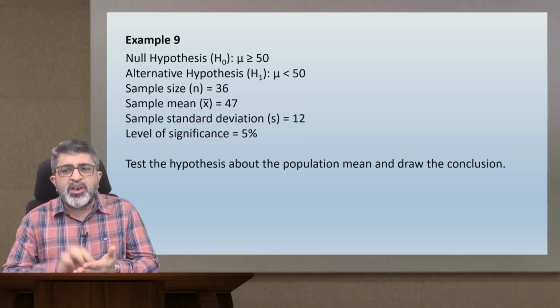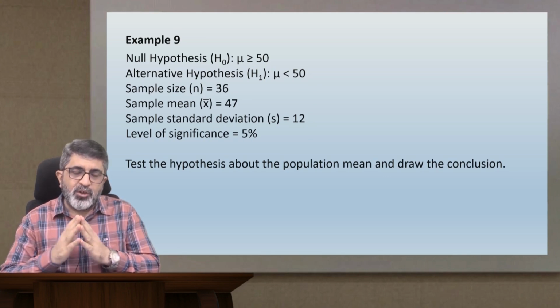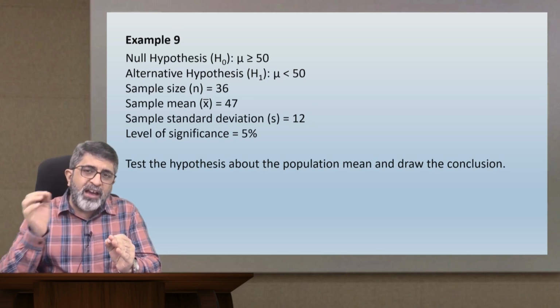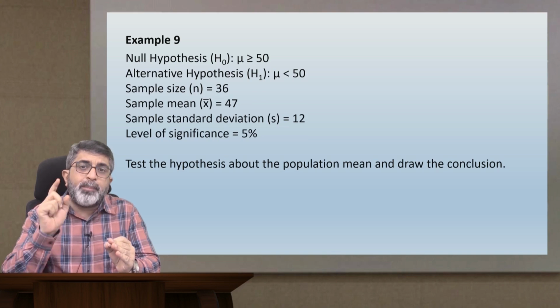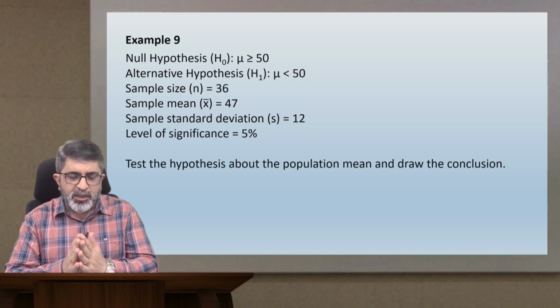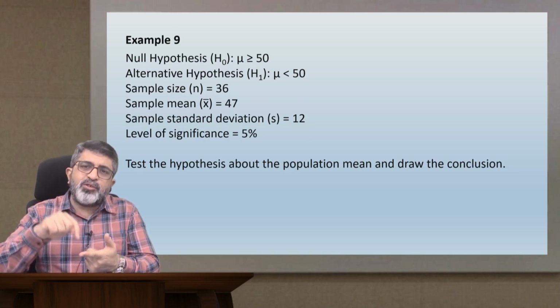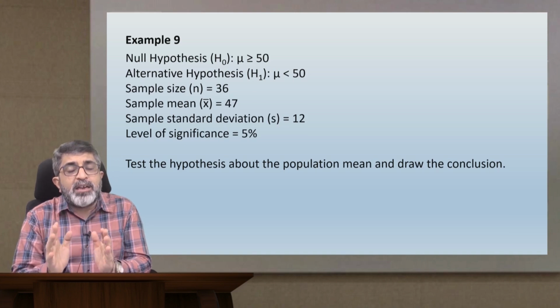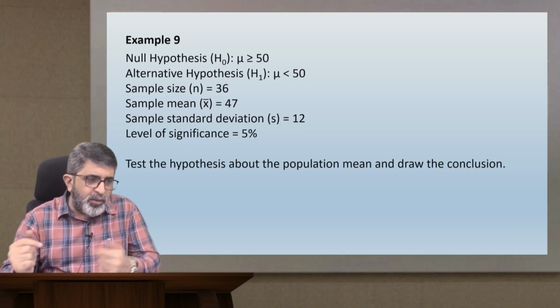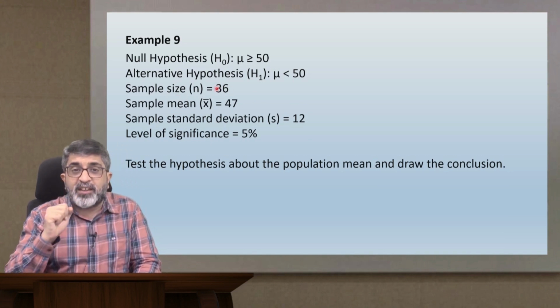The distribution over here is definitely a normal distribution. Unfortunately, we have no idea about the population variance or the population standard deviation. That means population standard deviation is not known. But the distribution is normal. Why are we concluding that the distribution is normal? Everything depends upon the sample size. Look at this sample size, 36.